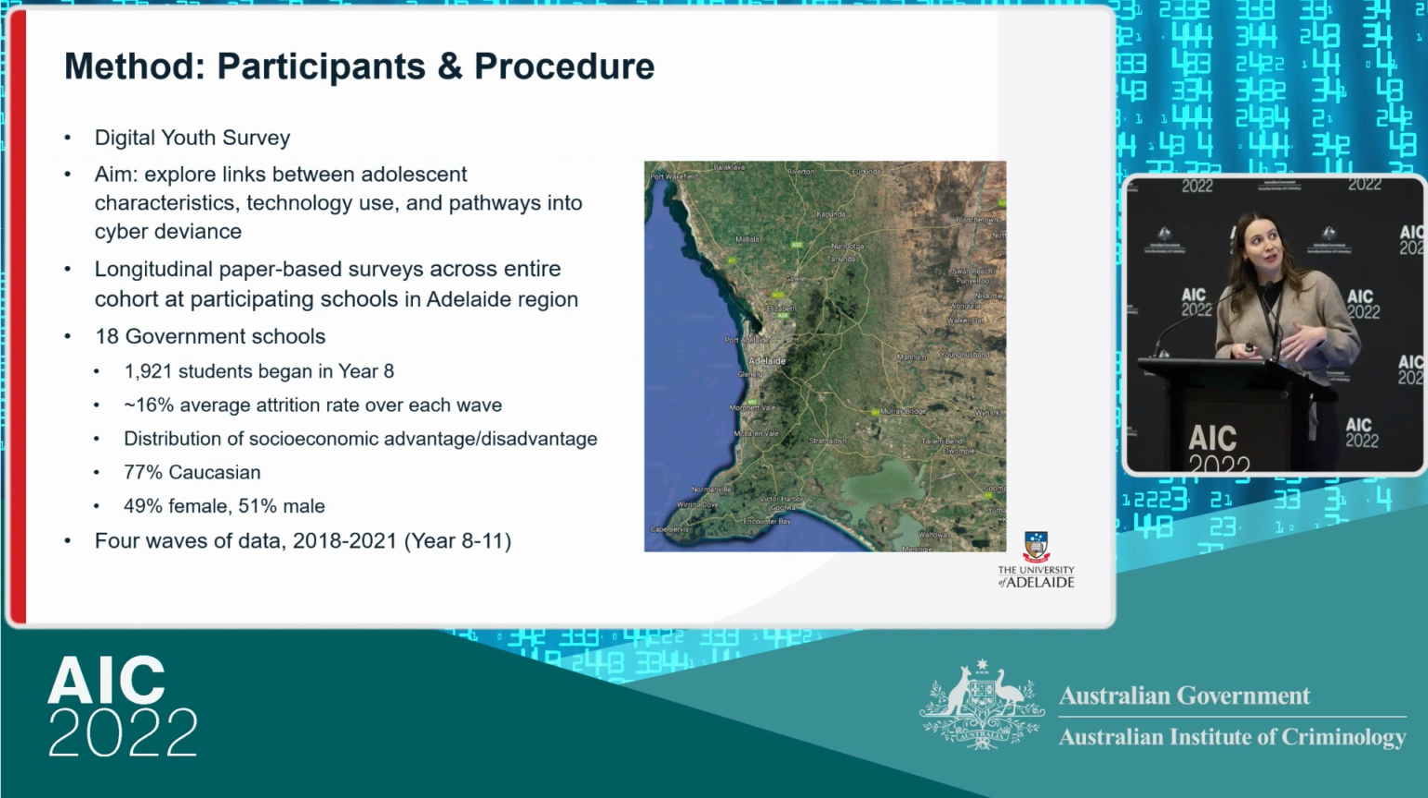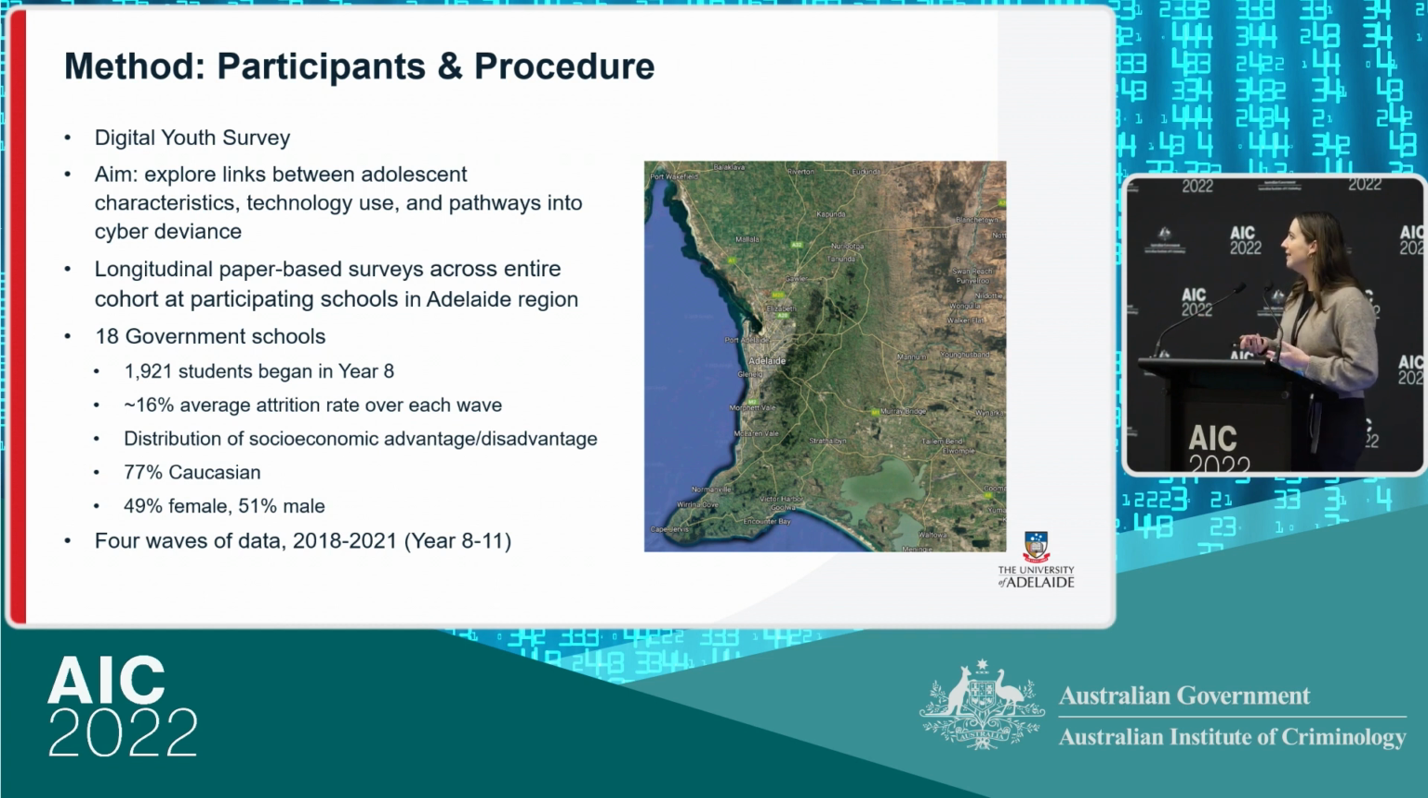So it was a longitudinal paper-based survey. We went into 18 high schools over 4 years. We started with about 2,000 students, and we surveyed the whole cohort of Year 8 students in each of those 18 schools and followed the same ones up again each year until they were in Year 11. So it tracked from when they're around 12 or 13 up until 16, 17 years of age.